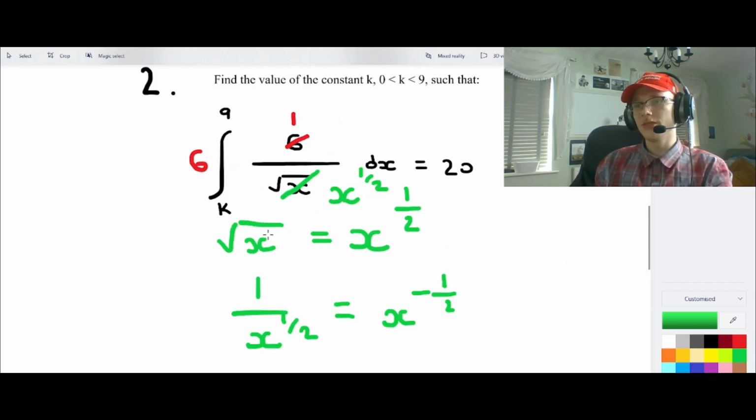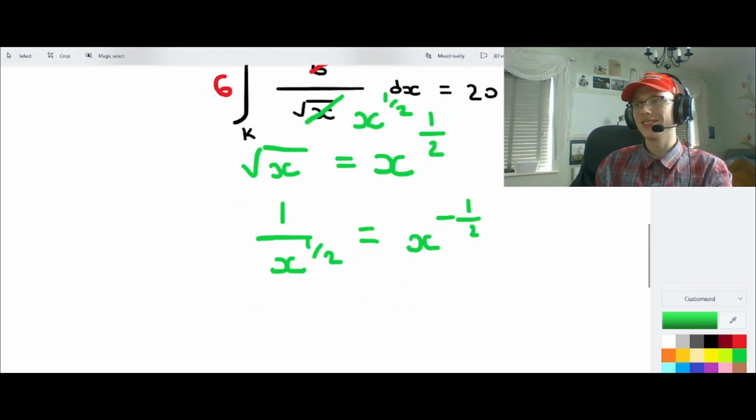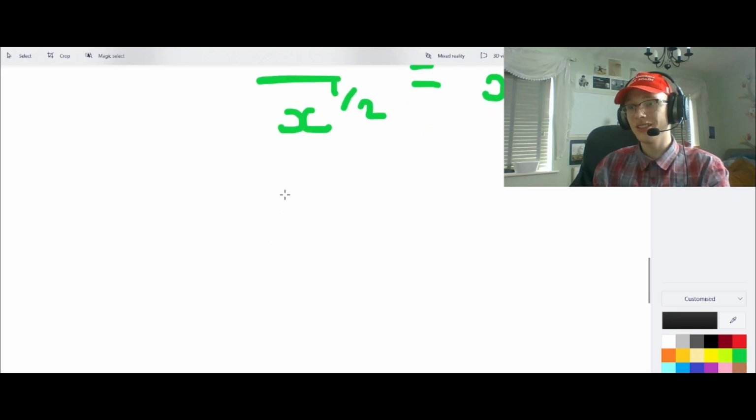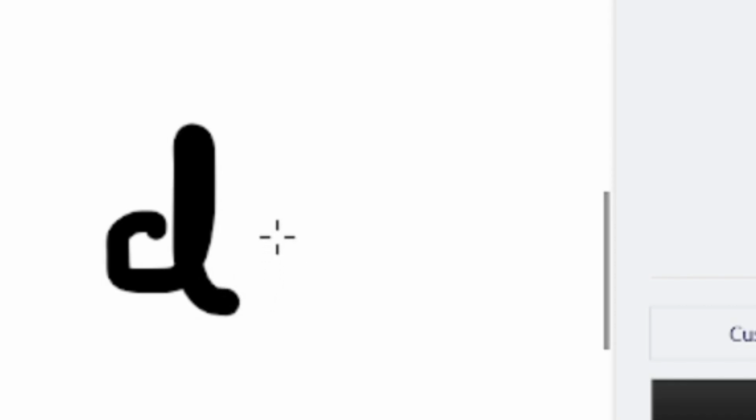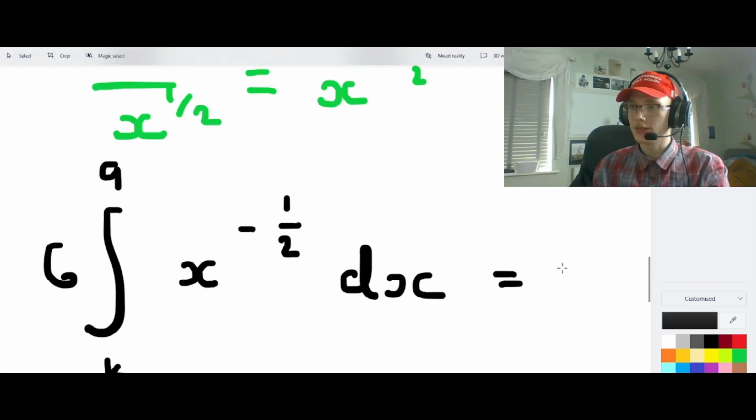Now, given that we know all these facts, we can rewrite our integral in a much more familiar looking manner and a much easier looking manner. So now we have an integral from 9 to k, 6 outside, x to the minus a half with respect to x, and it equals 20.